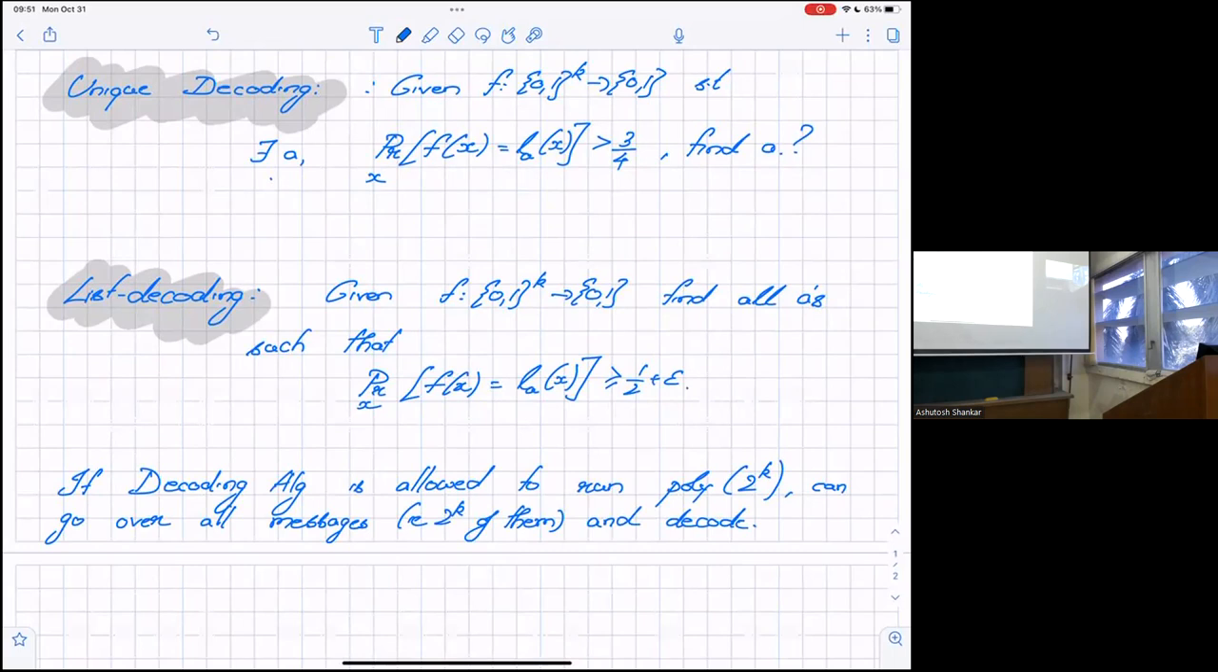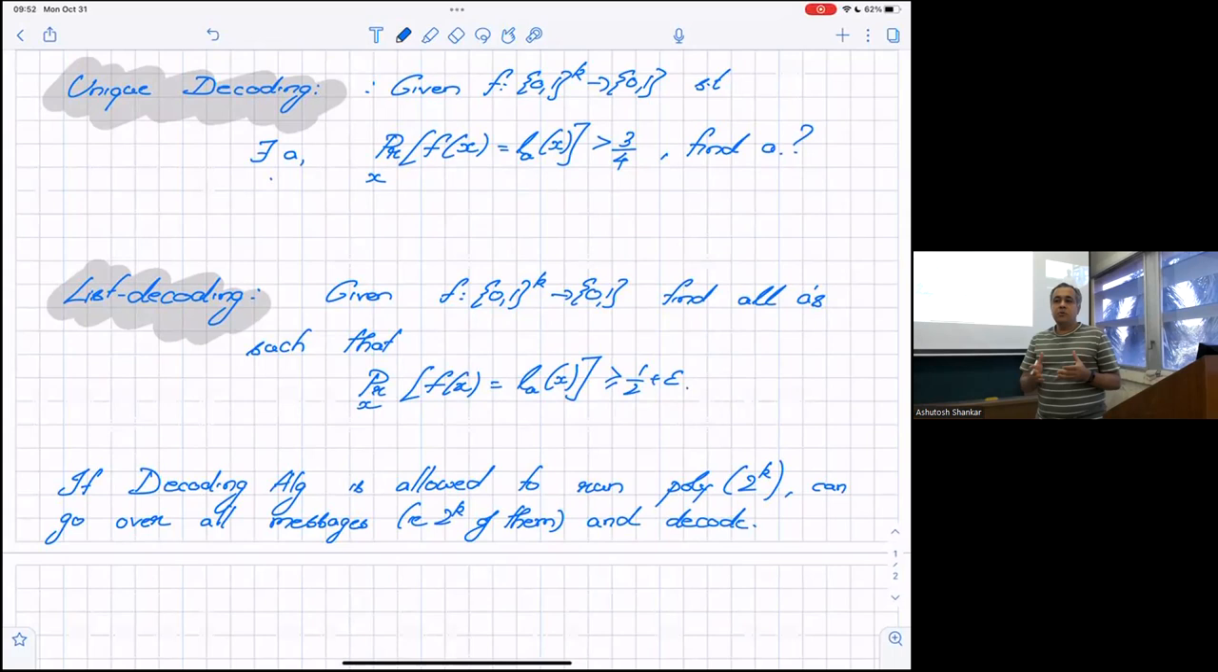It does not show the list size. For that, you need problem 5 in the homework. That will tell you the list size. Yes, it doesn't tell you the list size. But you can list decode. You're allowed time polynomial in the code word length, and then you can do this. Then you say, okay, this is too easy. Does the decoder really need to work in time poly in 2 power k?